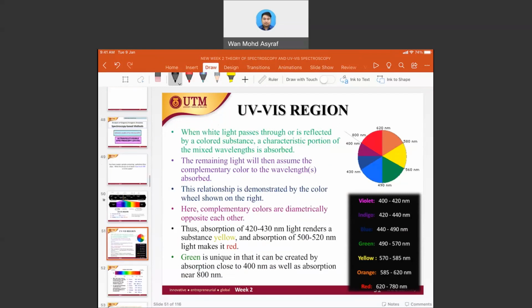When white light passes through or is reflected by a colored substance, a characteristic portion of the mixed wavelength is absorbed. Okay, this is not something that is important, but the remaining light will then assume the complementary color of the wavelength being absorbed. I'm not sure why this is here because this is not important. Okay, sorry, this is not important, for slide 51.